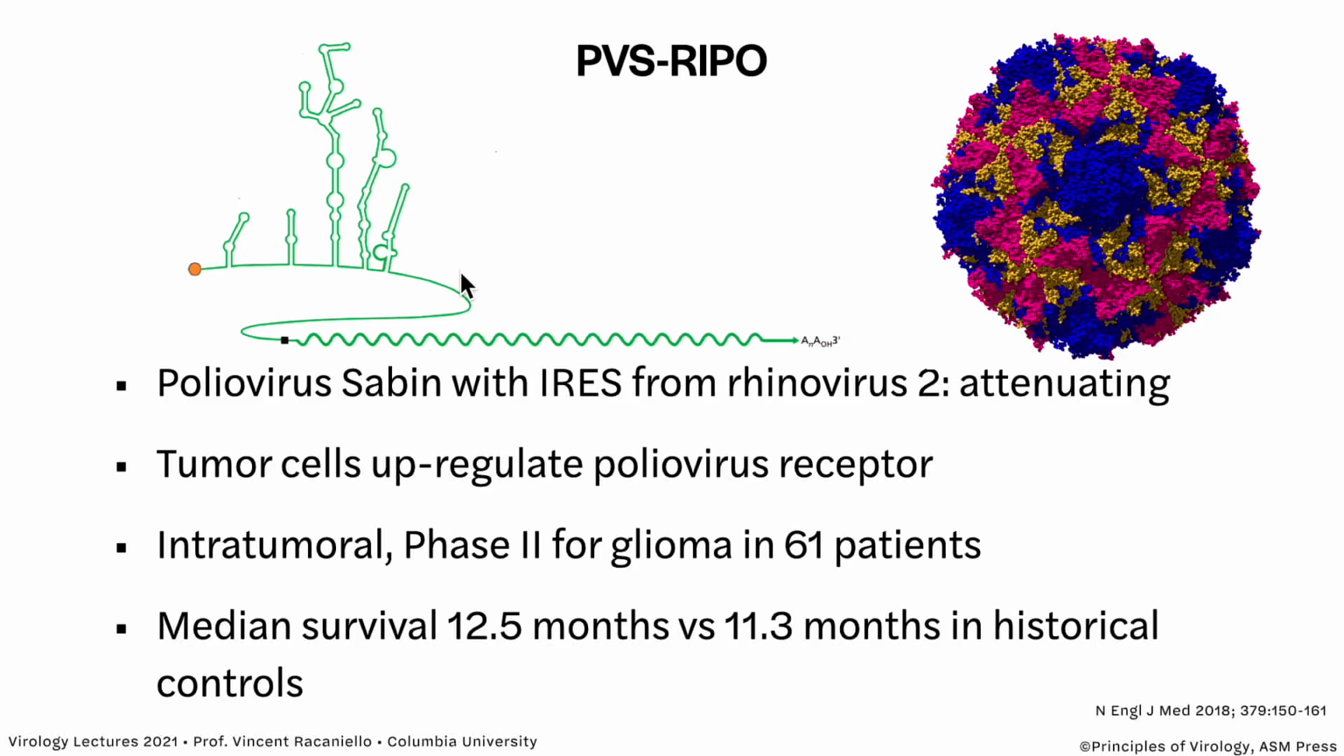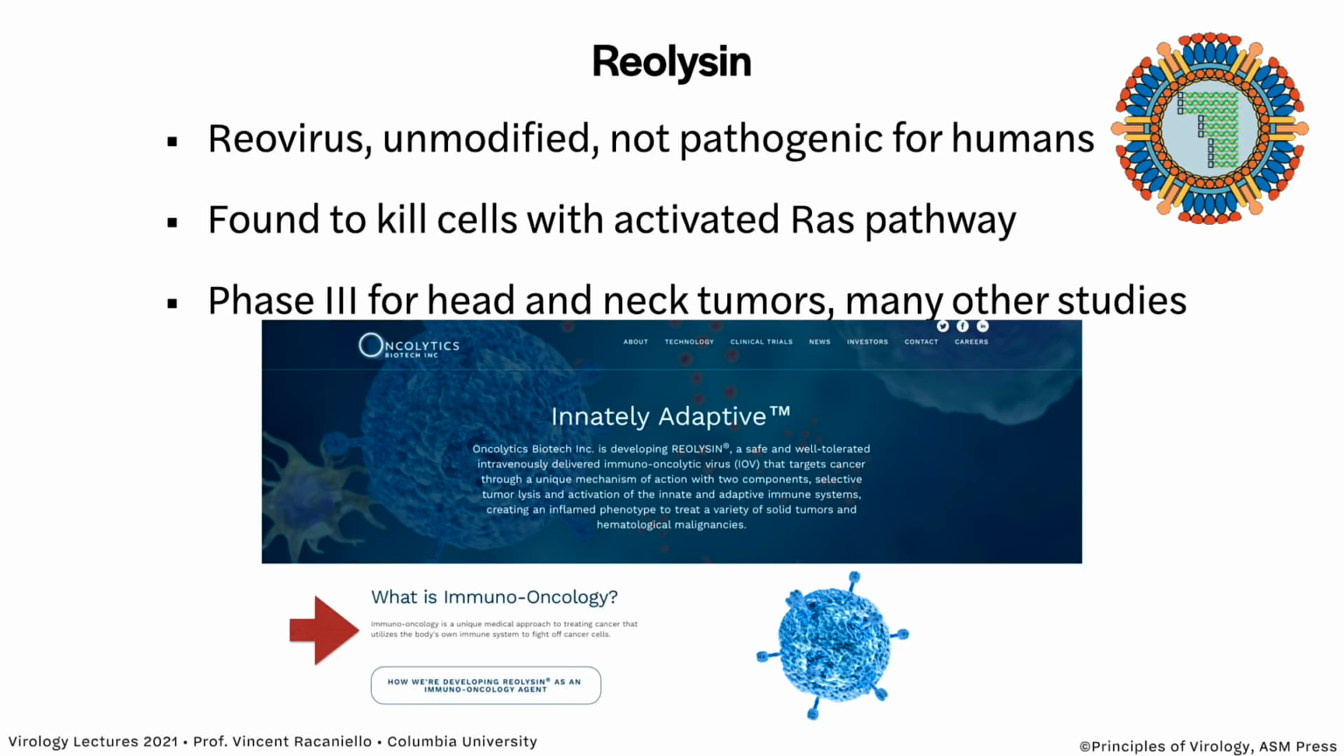I just don't know what they're going to do once polio is eradicated, how they can keep using this, because we're not supposed to have any polio viruses around. And the last one I want to tell you about is a drug called Reolysin, which is reovirus.